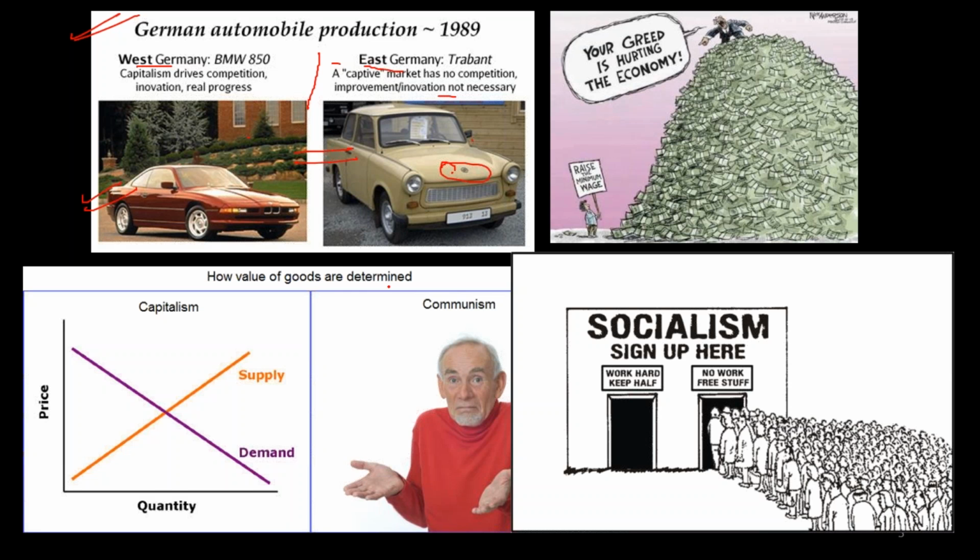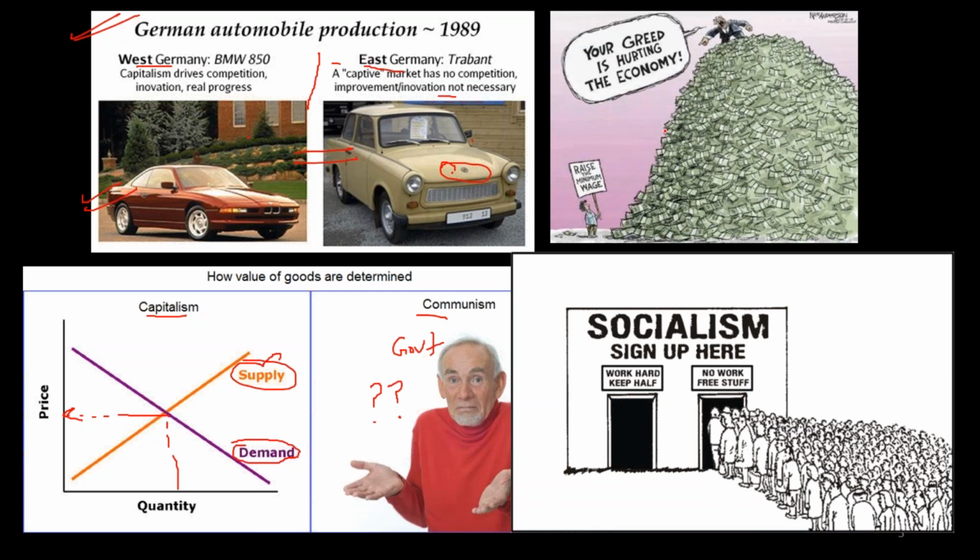So how is the value of goods determined in capitalist and communist systems? This is the demand supply graph, which basically says that if there's a demand for my product and I am supplying some products at some particular rate, market forces define the price. So price is defined by market forces, which is nothing but demand and supply. Whereas in case of communism, there's always a question behind what should be the price. It's actually the government which defines the price.